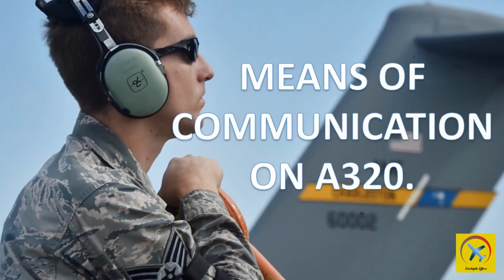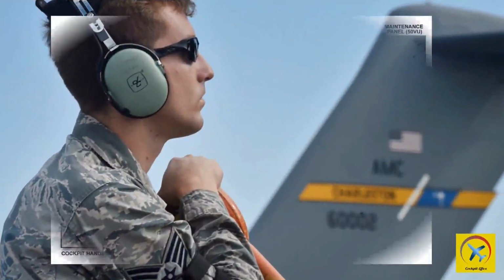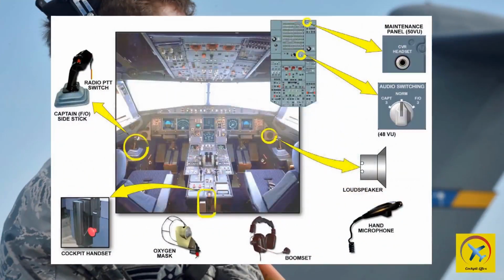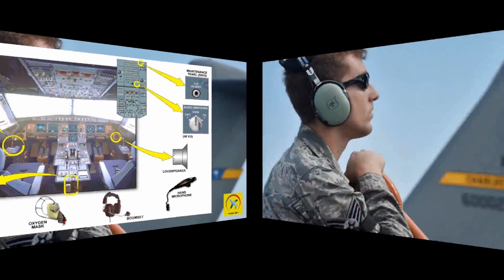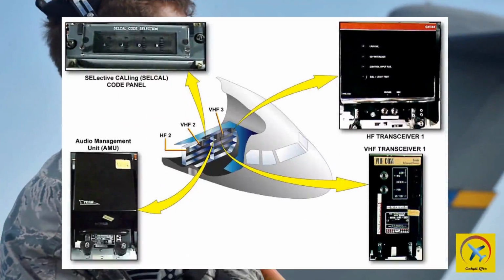There are several ways to communicate on the aircraft. They are through hand mics, radio push-to-talk switches, boom sets, oxygen mask microphones, and cockpit handset. They are controlled through audio management unit. It is an LRU box which is located in avionics bay. We also have VHF and HF transceiver boxes to manage communications.